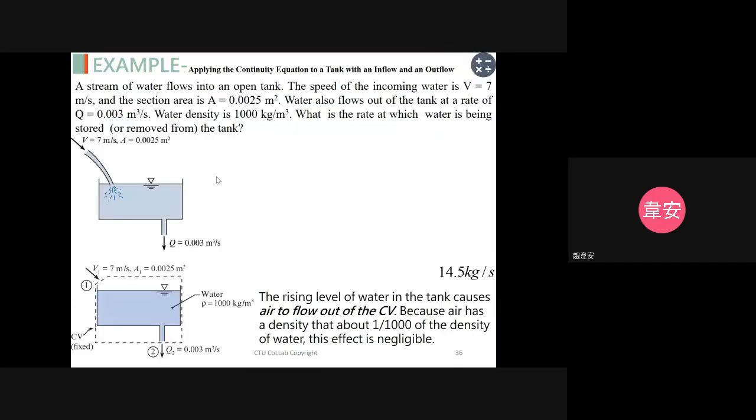Okay, so in the following slides, we have many exercises. So we will just have a 10 minute break and then we go back to find the answers for the following exercises.